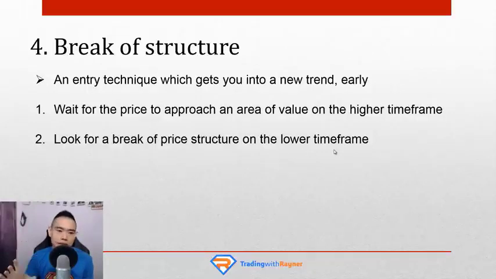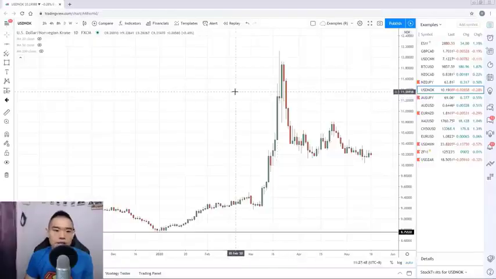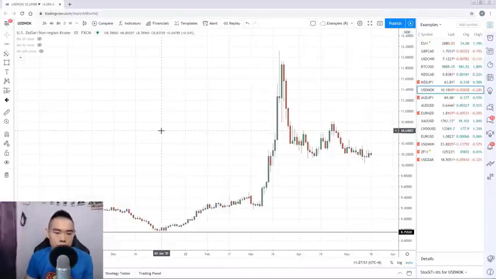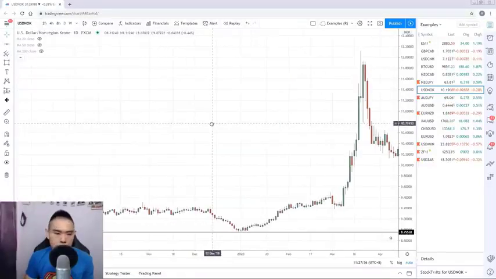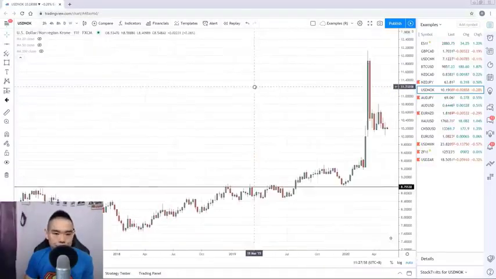Again, these are just the theory part. So let's look at the charts to better understand how all this theory works. Dollar against the Norwegian kroner. Okay, so over here, you can see. Let me just go up to the weekly time frame.